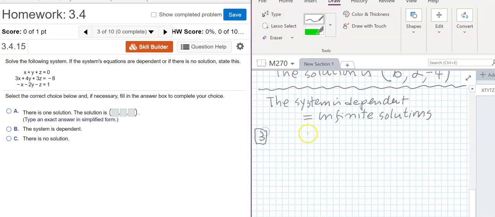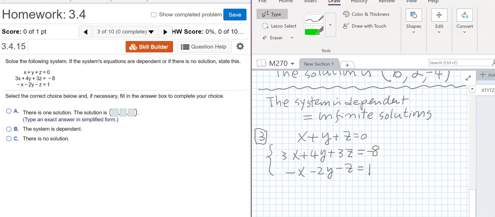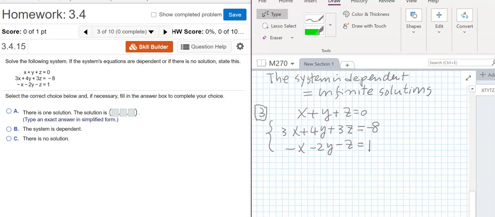So let's see. We have x plus y plus z equals 0. 3x plus 4y plus 3z equals negative 8. Negative x minus 2y minus z equals 1. Now, as I said earlier, the first thing is you need to pick a letter which you want to eliminate. Actually, you can pick any letter to eliminate, but maybe eliminating some letter is easier than the other. So I'm going to eliminate x again.